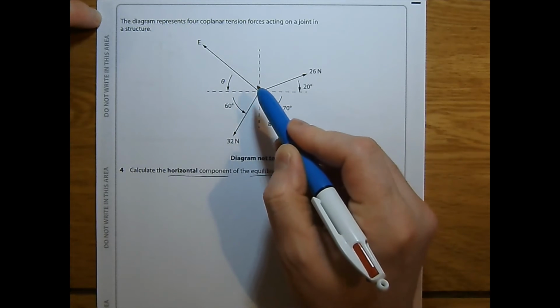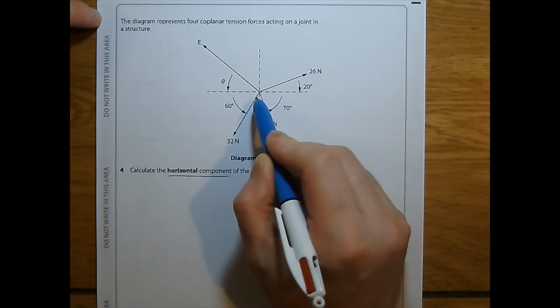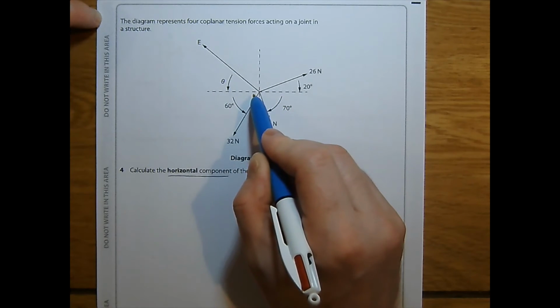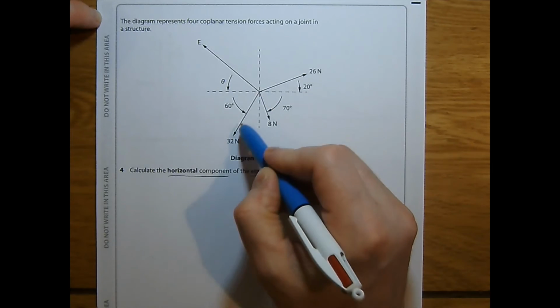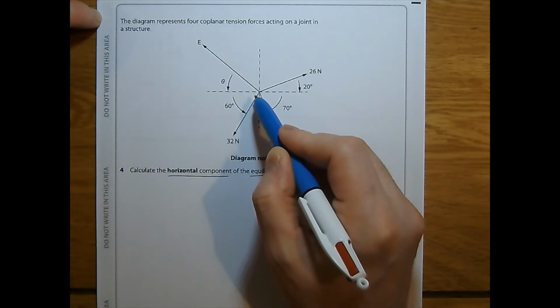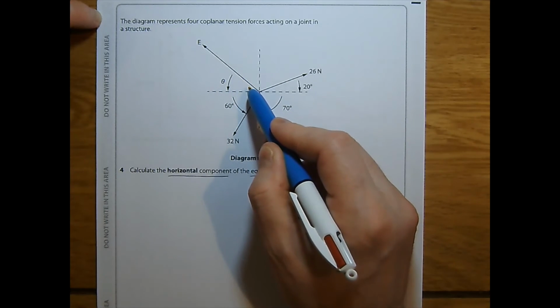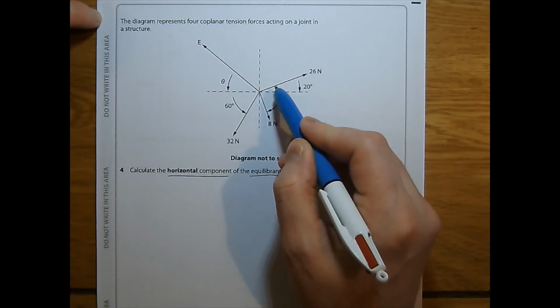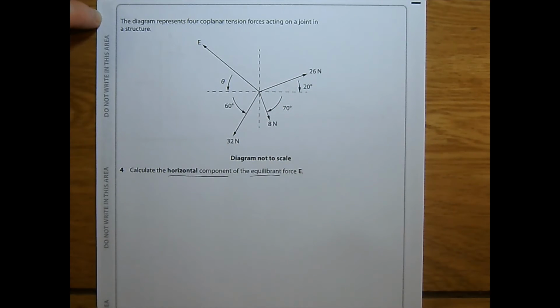It's not going anywhere, there's no resultant force, everything is balanced and equal, which means that the horizontal components will also be in equilibrium. In other words, the left-hand bit of the 32 plus the left-hand bit of the equilibriant will equal the right-hand bit of this 26 and the right-hand bit of this 8. So we can form an equation with that and solve it. And that's what we're going to do.